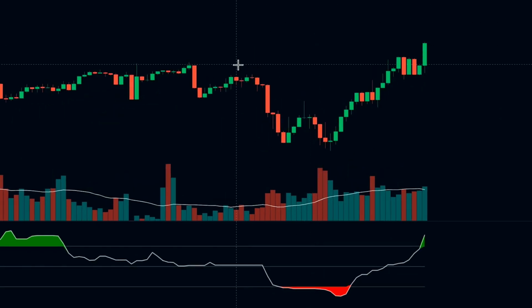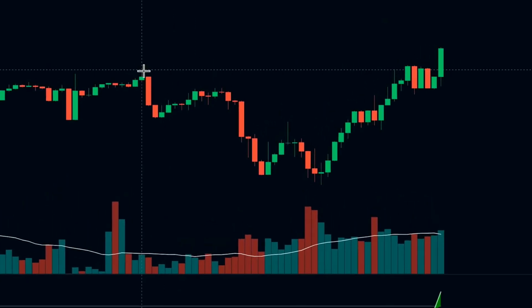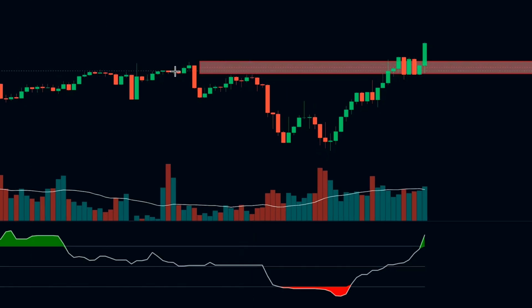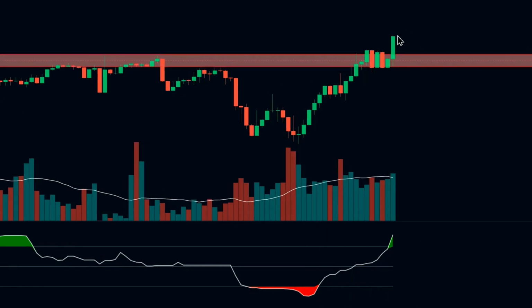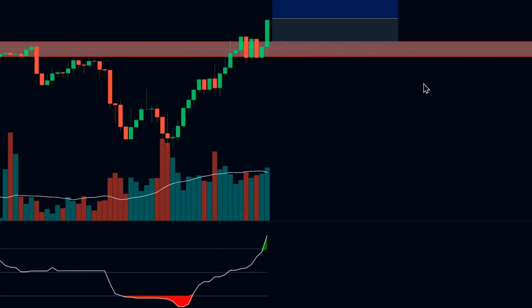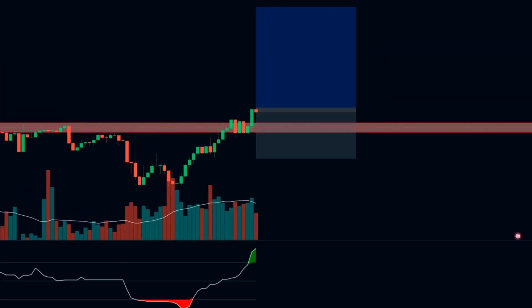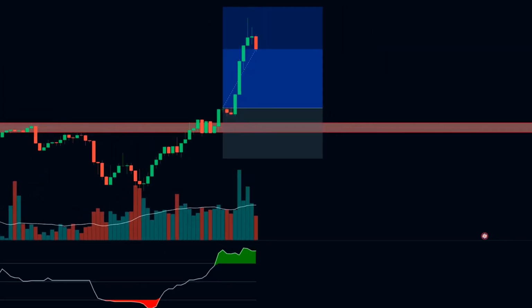To find resistance, look for multiple swing highs. Draw a rectangle from the highest to the lowest peak, extending it to include the initial peak. Enter the long position when the price breaks and closes above this level. Set your stop loss just below the recent swing low and aim for a risk-reward ratio of 1 to 2 for take profit.